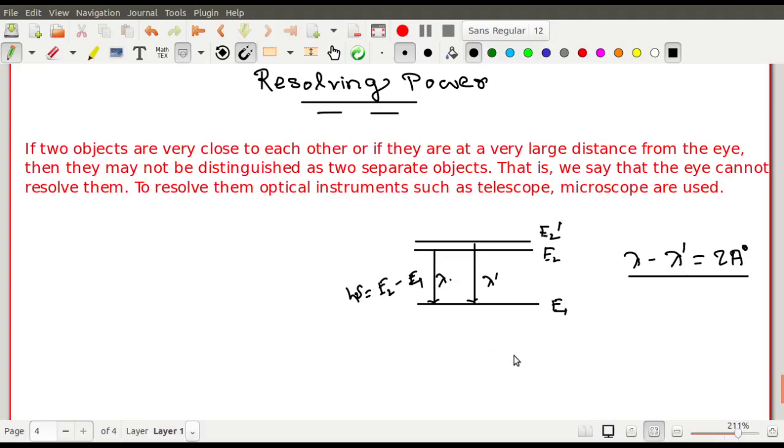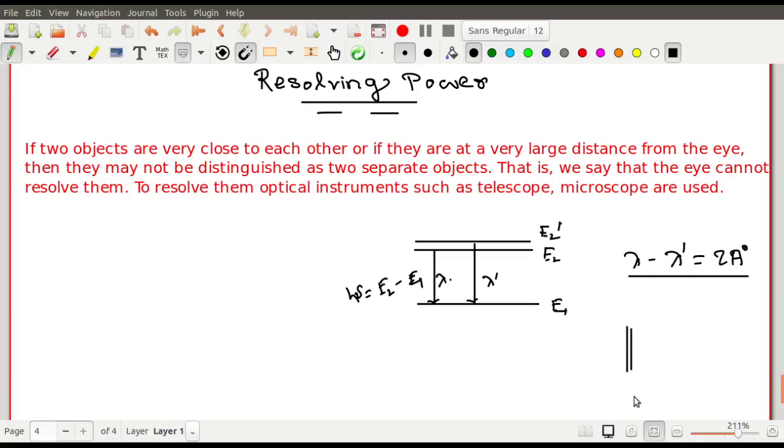In the wavelength spectrum, these two lines will be very close to each other. These two lines will appear very close, and by naked eye it will be very difficult for us to distinguish them as separate. Our naked eye will think there is only one line.